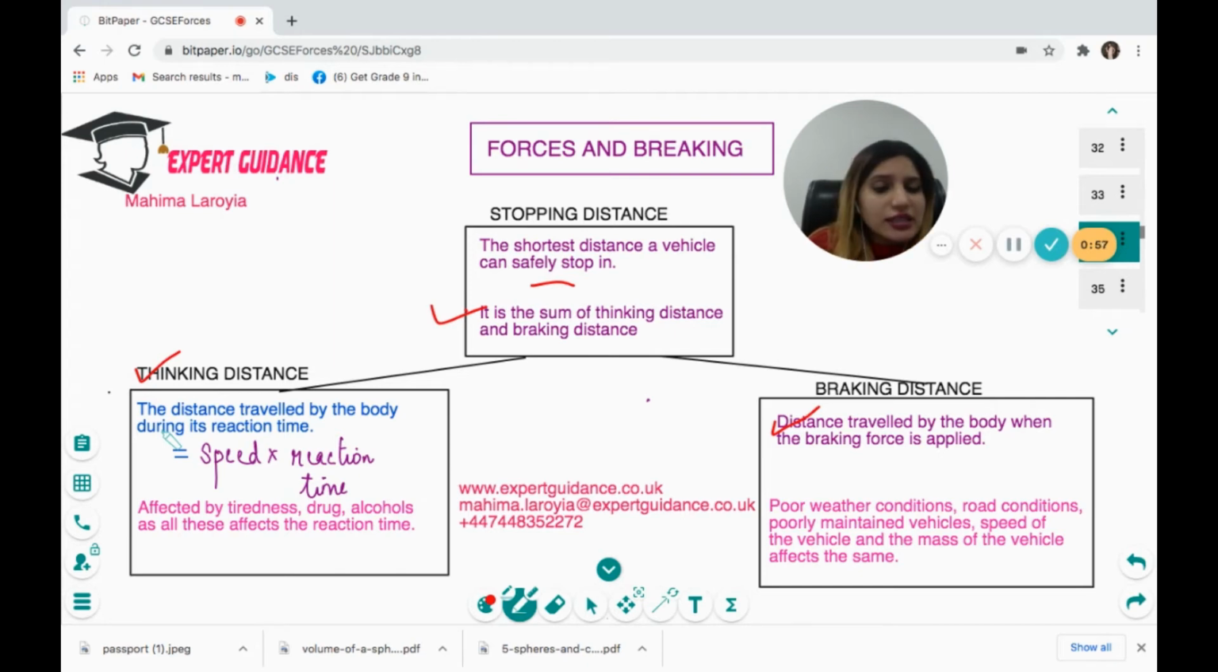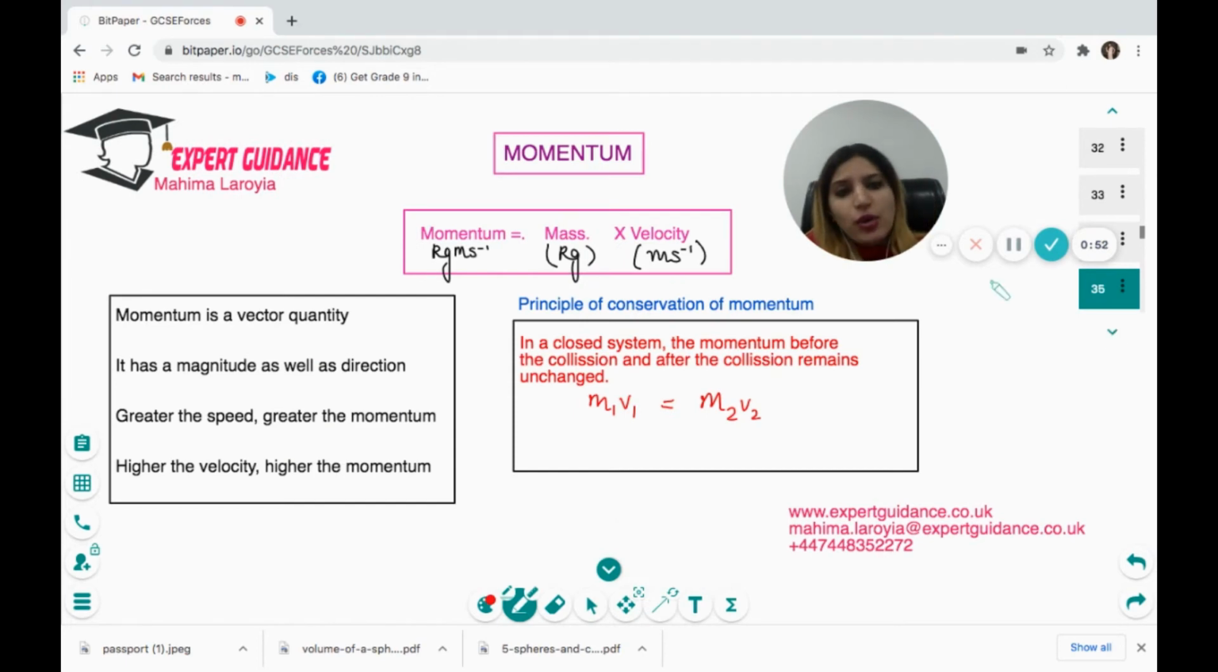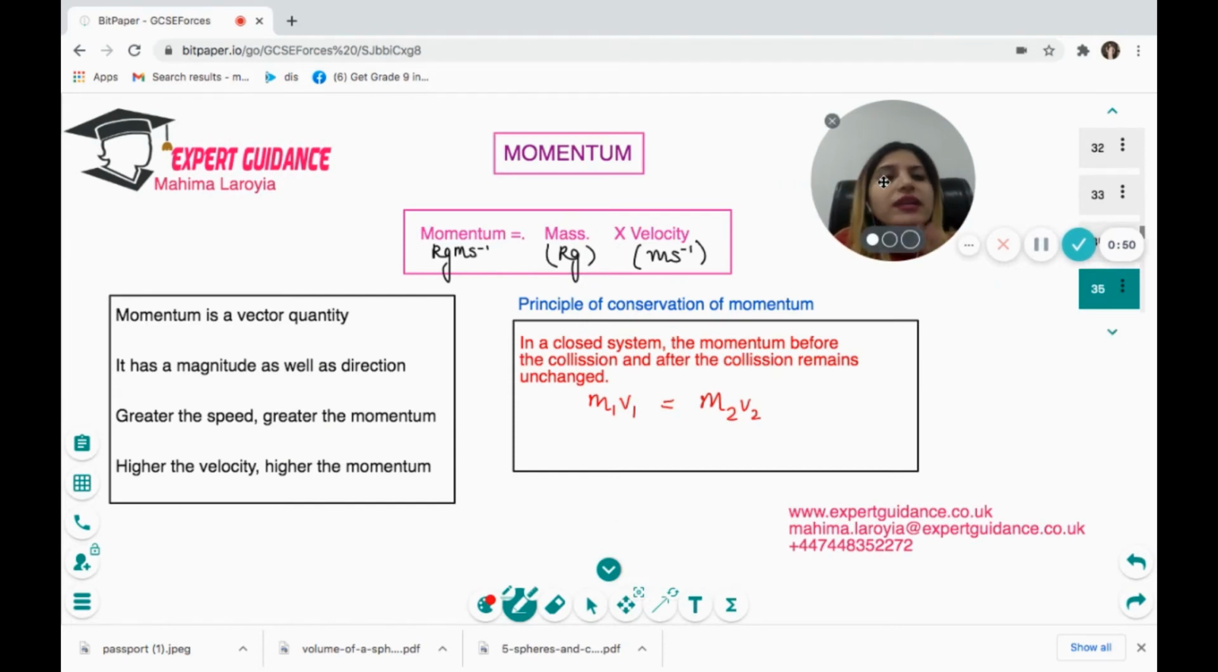Now, this question can come in the exam. What affects the thinking distance? What affects the braking distance? What is the stopping distance? So you should know about that. Now, let us come to a very important concept called momentum.